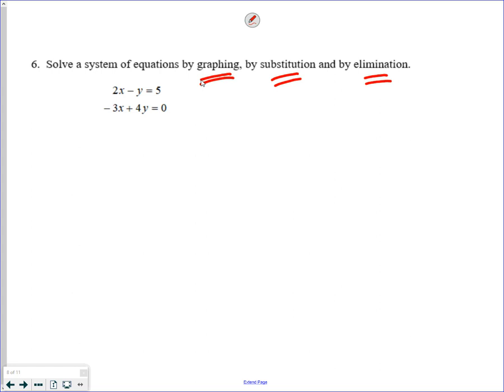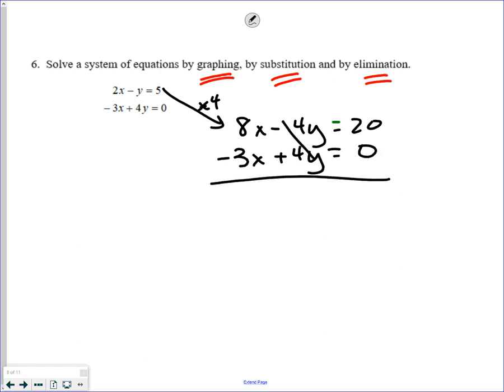Well, graphing, since I don't have a piece of graph paper here, is not an option. So I'm going to do elimination if that's okay. I want to get rid of y. So I'm going to multiply the top one by 4. 8x minus 4y equals 20. Common mistake is not multiplying everything in a particular equation by the number. I left the bottom one alone. The y's cancel, and I solve.